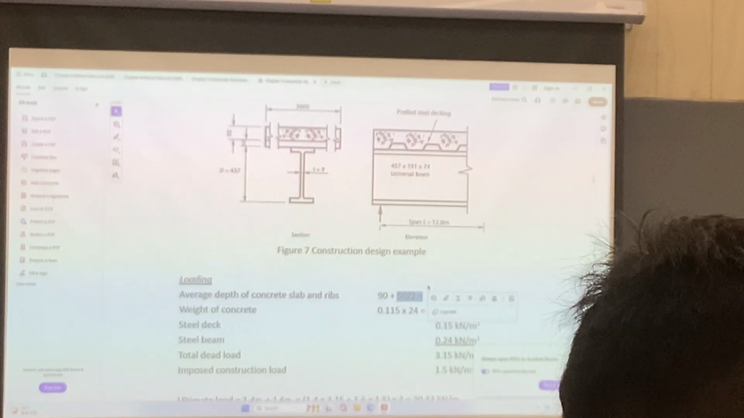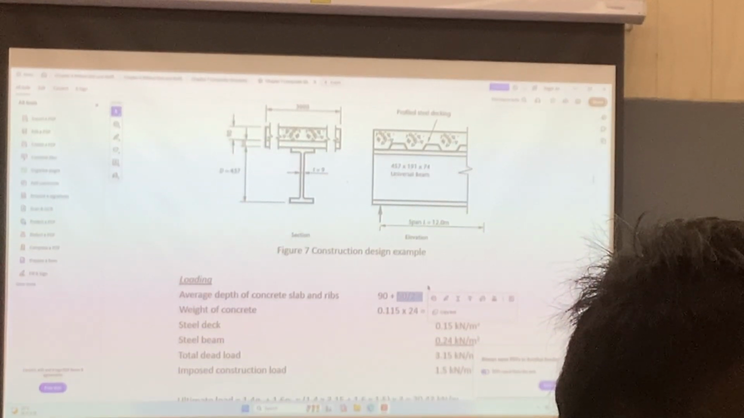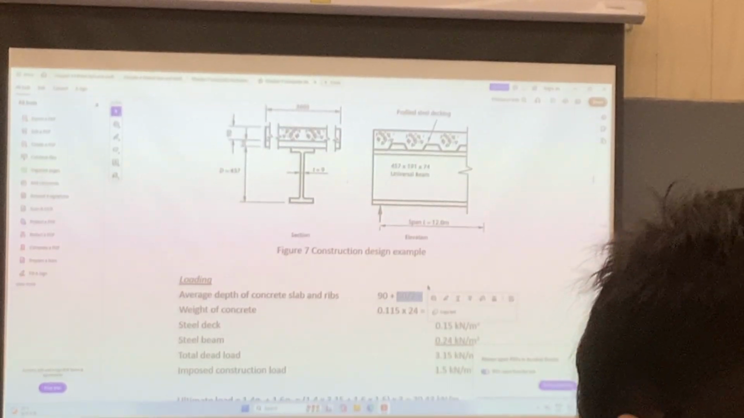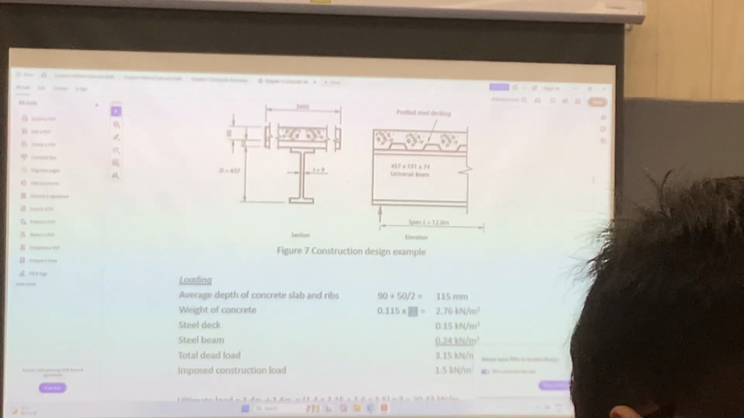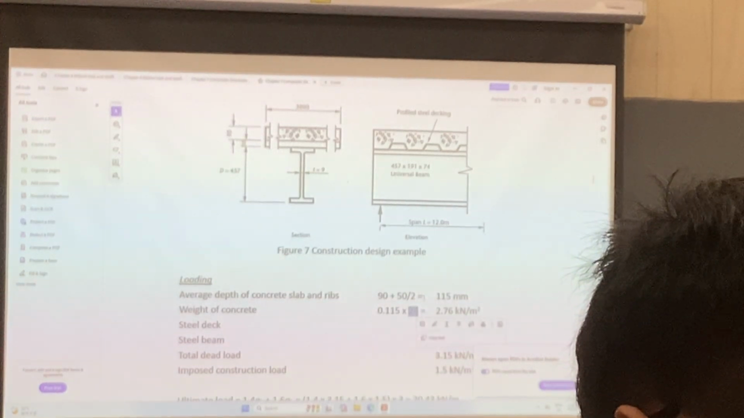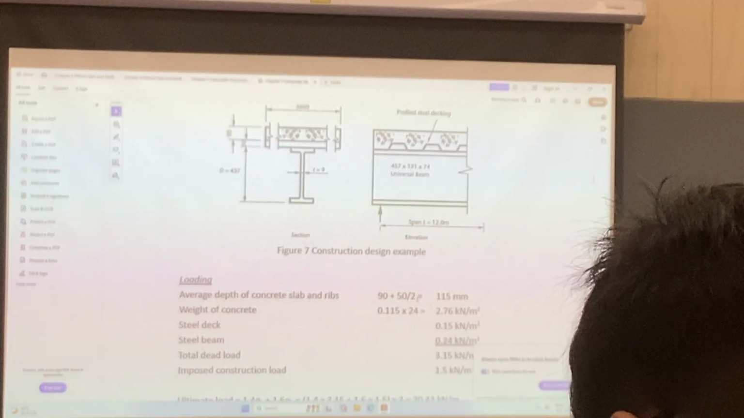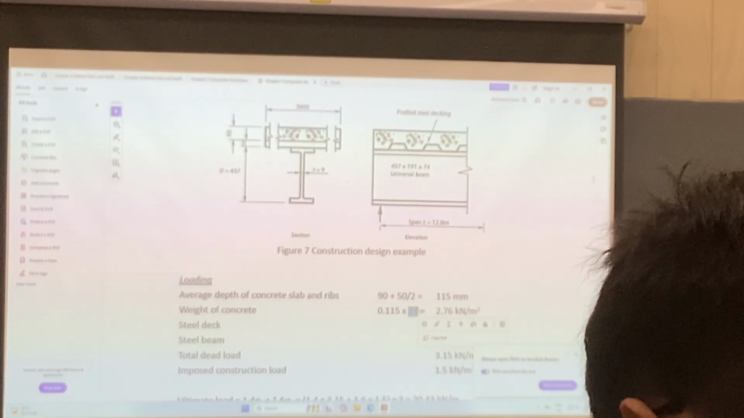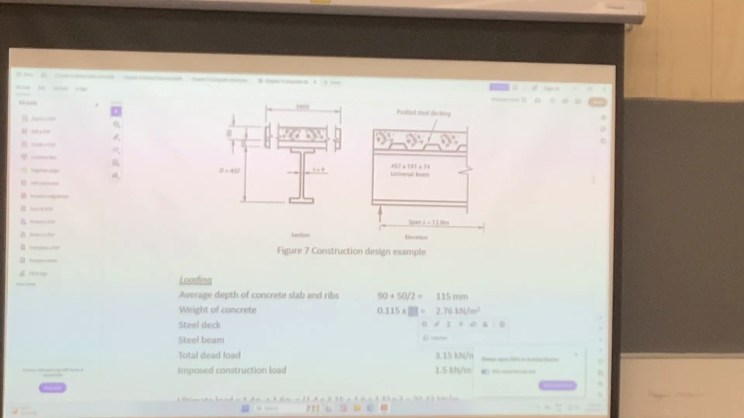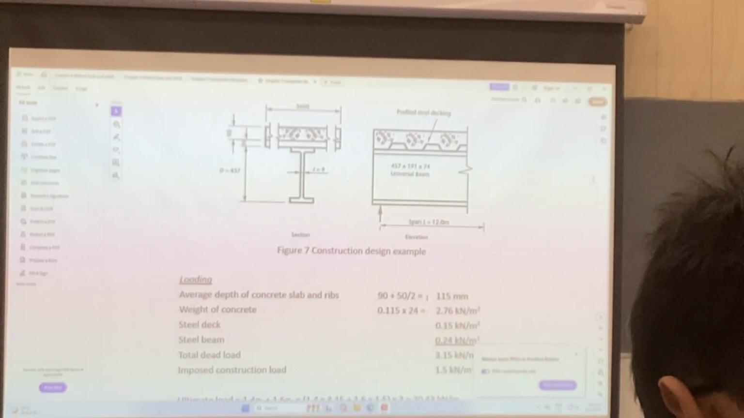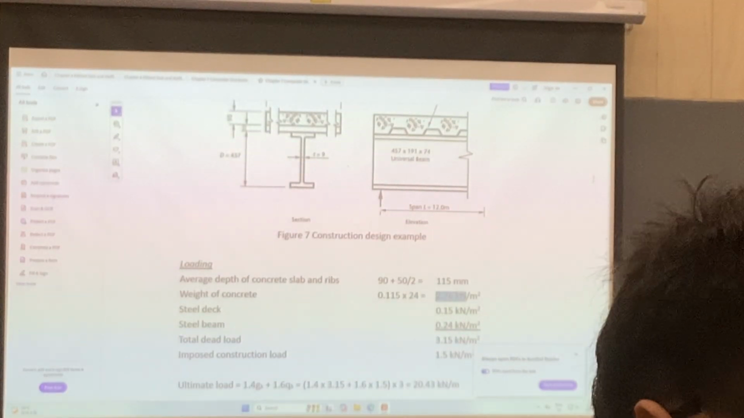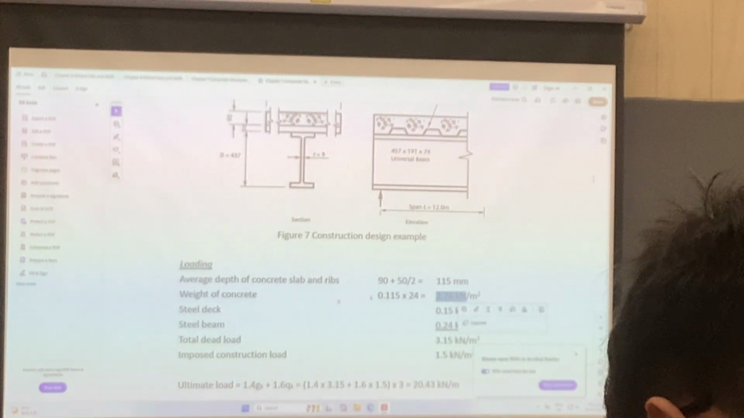And then the weight of the concrete is actually equal to 0.155 times 24. Okay, if you go to exam, now you can either put 24 or 24.5. It is acceptable. Okay, so it doesn't matter. Right here, the calculation they put 24, but if you put 24.5, it is still acceptable. Okay. And then you have 2.76. This is actually the weight of the concrete.